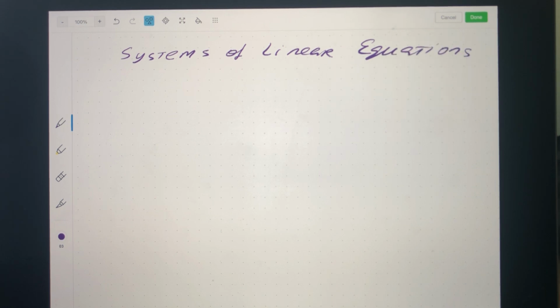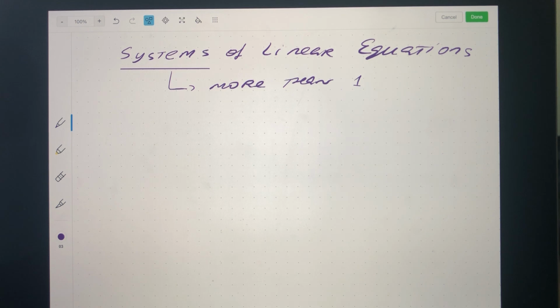Now the word system means more than one. So what we have is multiple equations and we're looking for the solution to that system, and the solution is the place where the two lines or the curves cross. That's a place that is true for everything in your system. So we're looking for the point where the two lines intersect, and there could be only three possibilities. Let's look at these possibilities and the words that go with them.